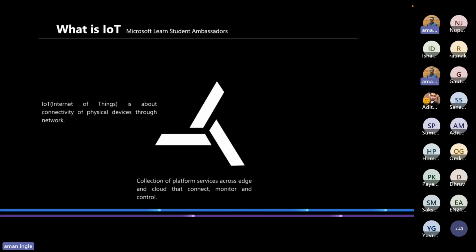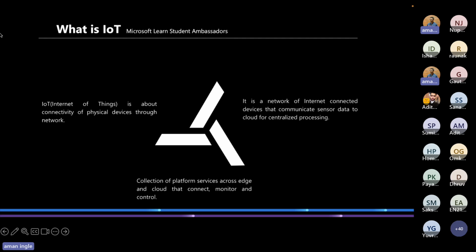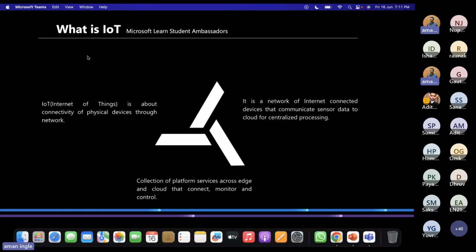Then it is a collection of platform services across the edge and cloud that connect, monitor and control. Third, it is a network of internet-connected devices that communicate sensor data to the cloud for centralized processing. It collects data from different resources and transfers it to a centralized hub, and we can also retrieve data from it. We will see later how to use this.